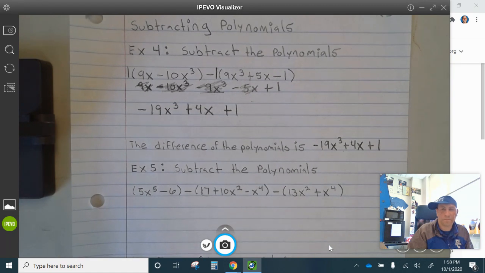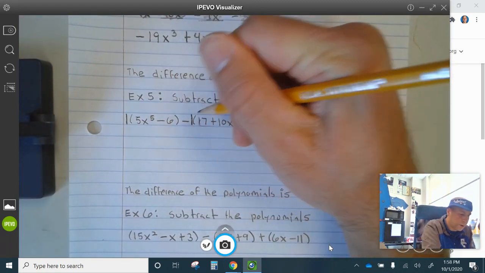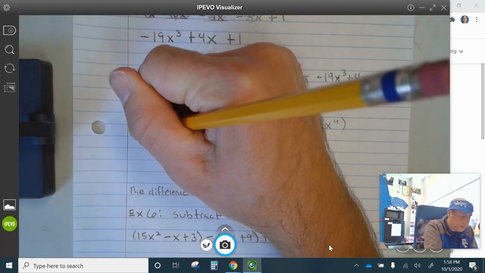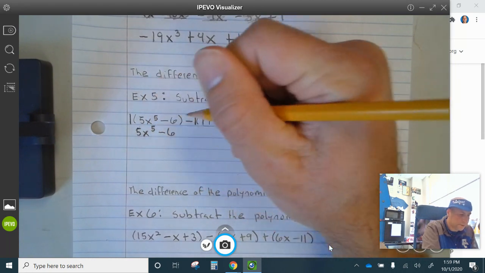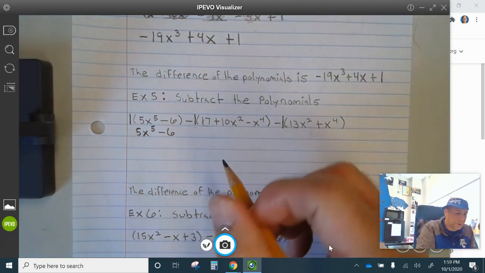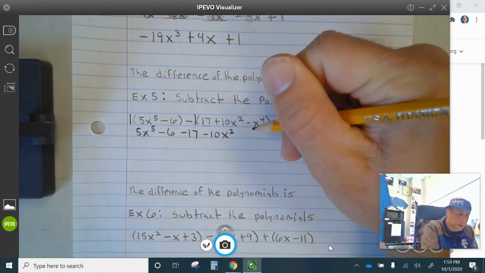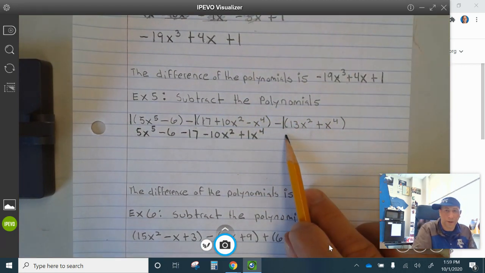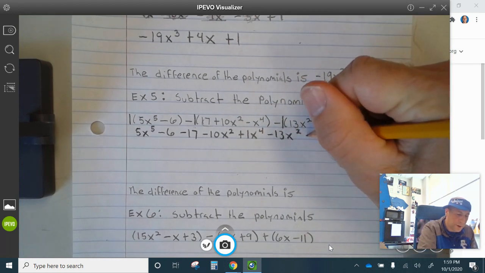All right, let's take a look at example 5. Subtract the polynomial. So we put a 1 here, and a 1 here. So that's 5x to the 5th minus 6. Now we multiply every one of these by negative 1, so that's minus 17 minus 10x squared plus 1x to the 4th. And again, we'll multiply everything here by negative 1, so that's minus 13x squared minus 1x to the 4th.